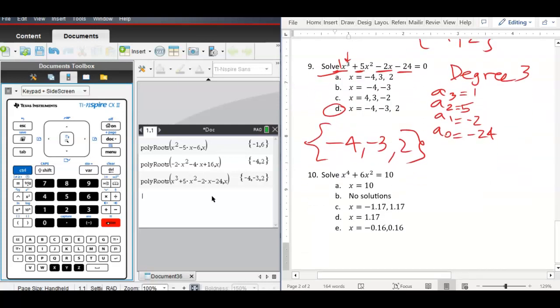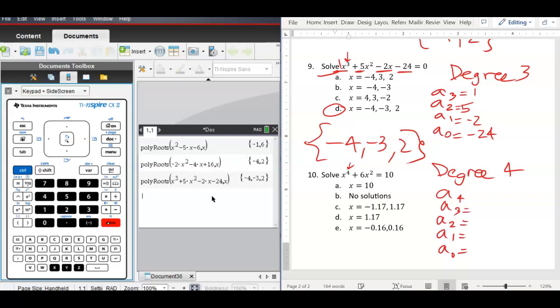And last but not least, okay, this is degree 4. So I need A4, A3, A2, A1, A0. So A sub 4 is 1 because there's nothing in front. Now A3, I don't see x to the third power, so since that's missing, I gotta put a 0. A2, in front of that is a 6. A1, do you see how there's no x term by itself?